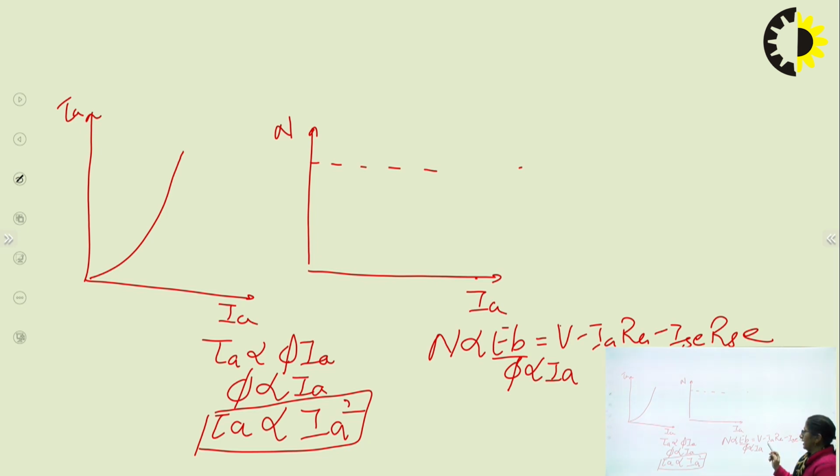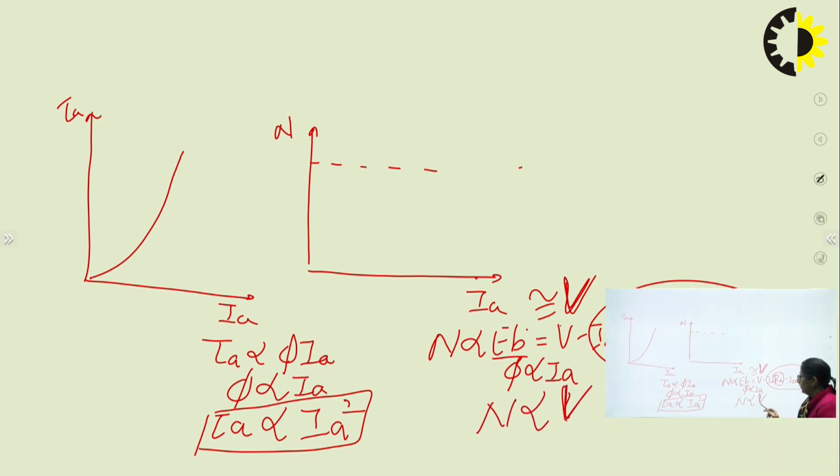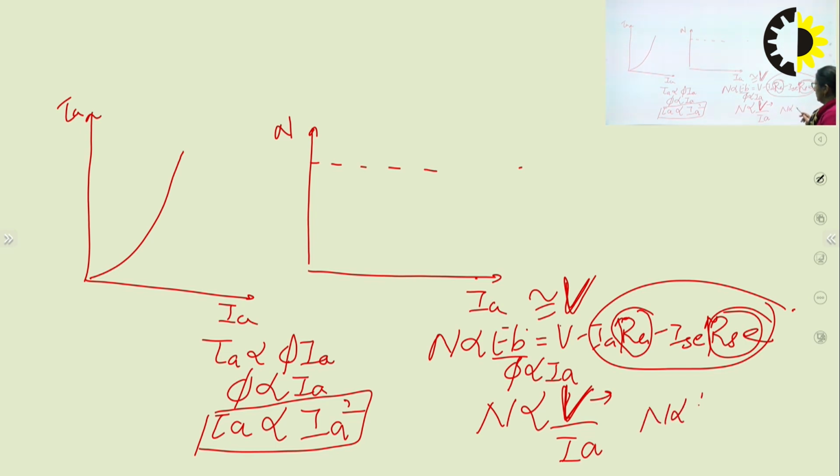But once again, if I increase the armature current, which is equal to Isc, the armature resistance as well as series field winding resistance values are very small. So these drops are not going to be very significant. If these drops are not very significant, it means that EB is remaining almost equal to V, which is a constant. Or I must say that now the speed becomes proportional to V upon Ia, but V is constant. So the relation I am getting is N is inversely proportional to armature current.